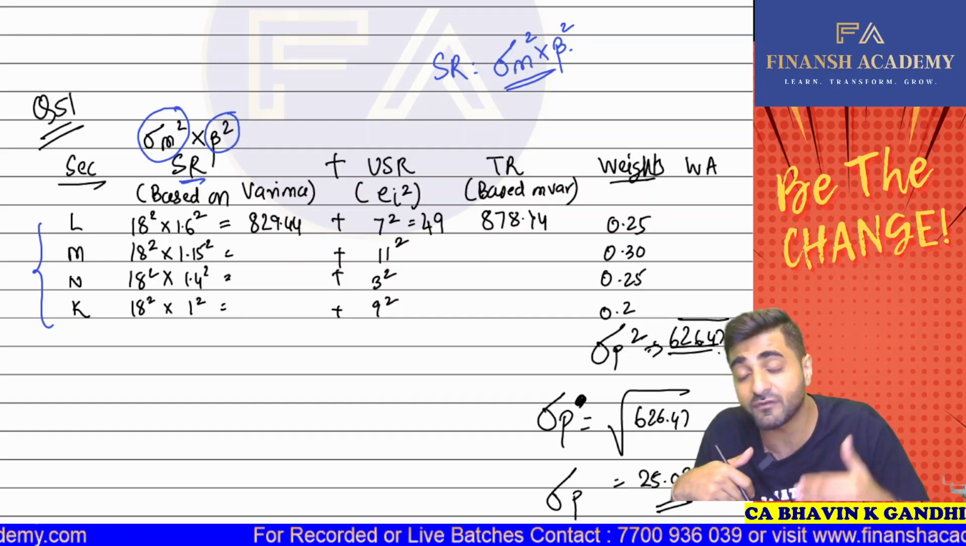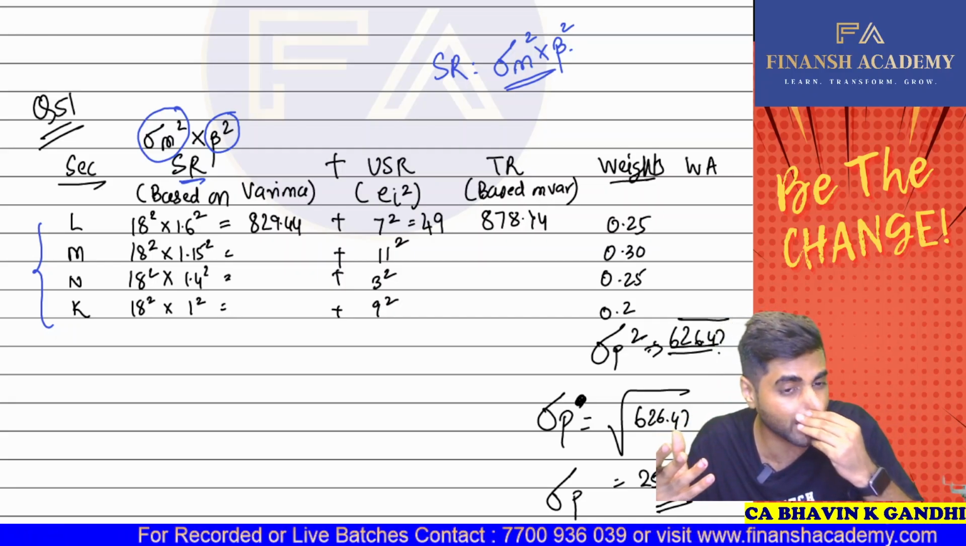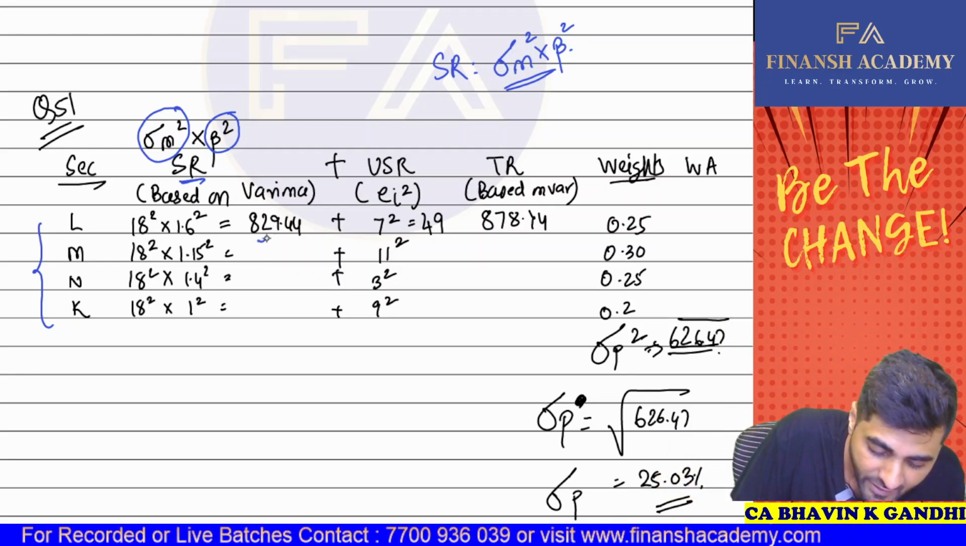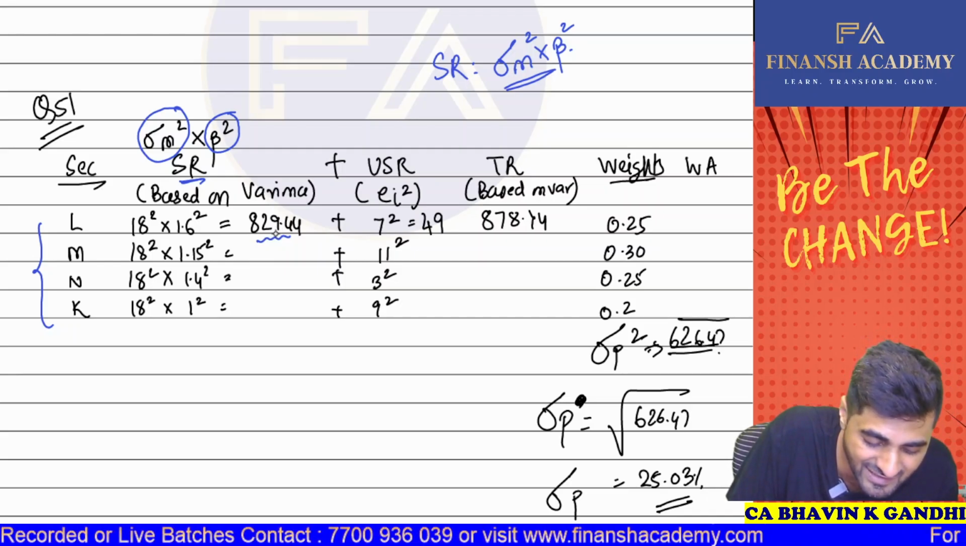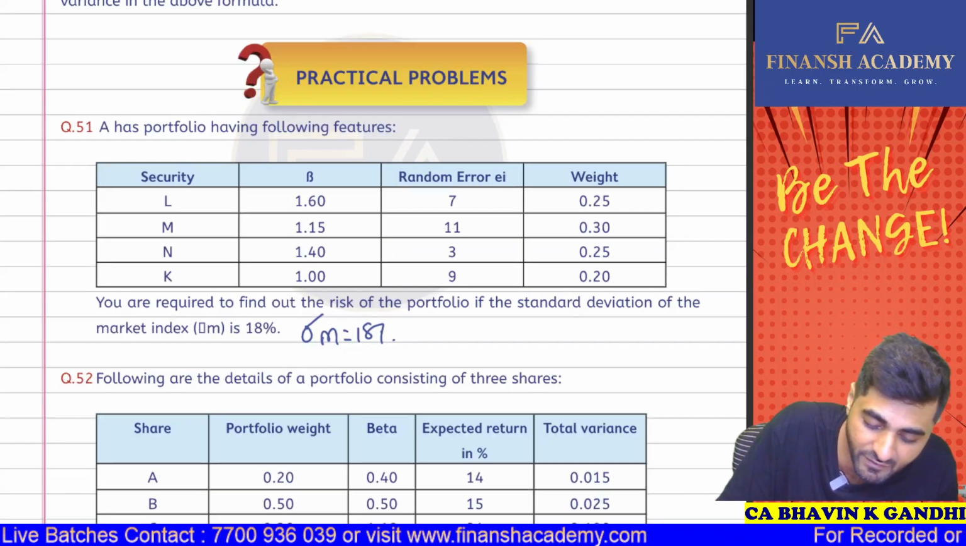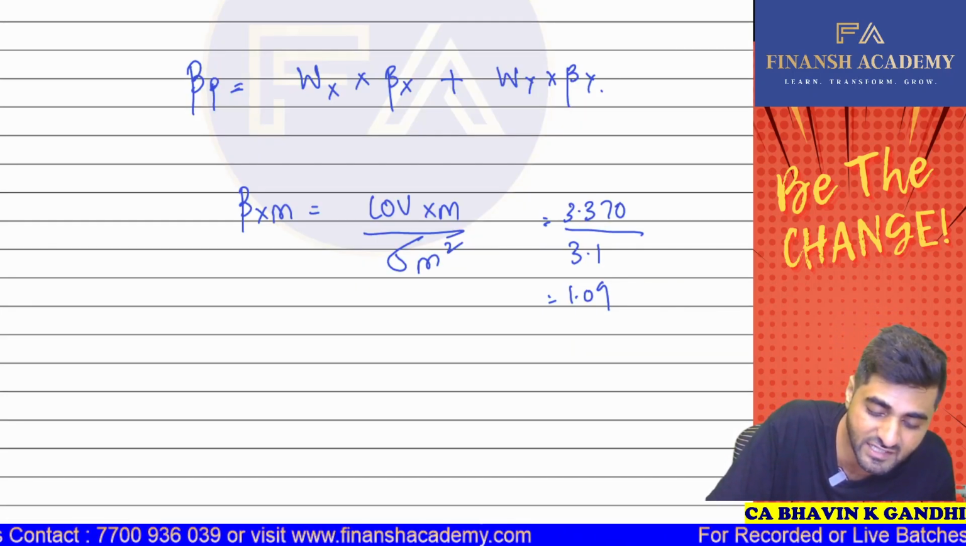And as I told you, the institute prefers what? Calculation of systematic and unsystematic risk based on variances. Okay. So that's why based on this it will be 18 square, 1.6 square. So we'll be getting 829.44. So this is the systematic risk for security L. Unsystematic risk, they have given to you as 7. But because we are taking everything into variance, we need to square this as well.